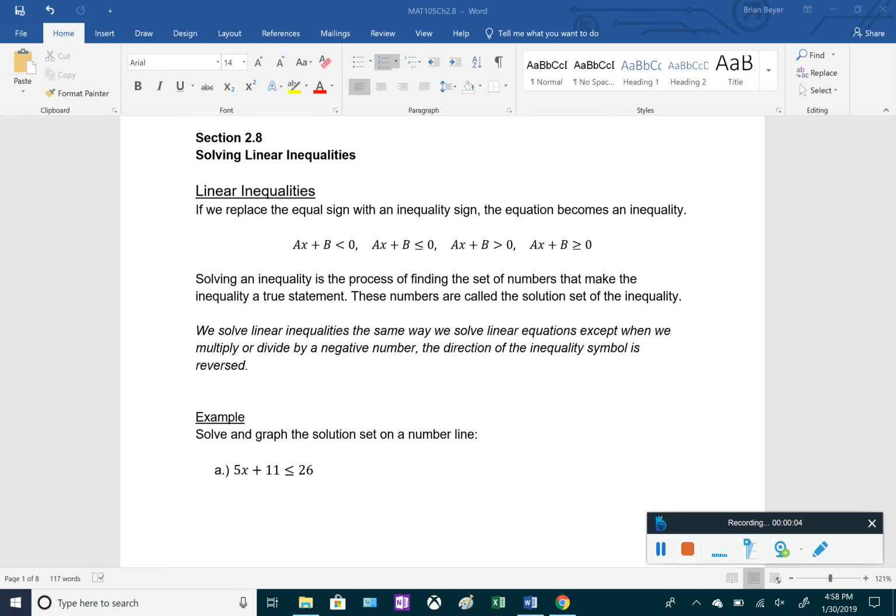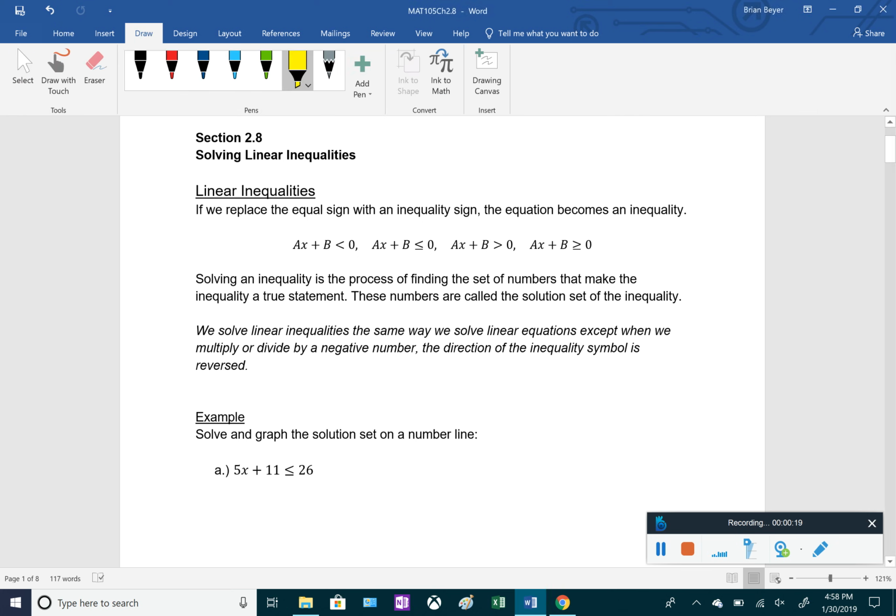So previously we solved linear equations. So now we're going to be solving linear inequalities. If we replace the equal sign with an inequality sign in an equation, the equation then becomes an inequality.